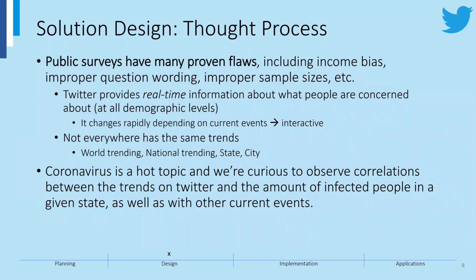So the main thought process that we went through is that a lot of public policy is based on public surveys, which have a lot of flaws. It's proven that people are more likely to take surveys if they have a higher income, but Twitter is a good example of something that provides real-time data at all demographic levels. And this allows us to look at the data in correlation with current events.